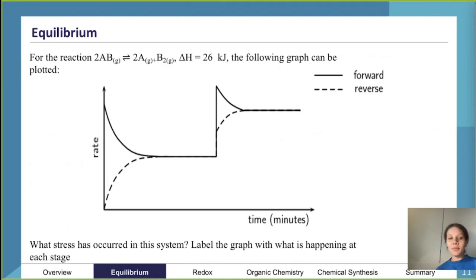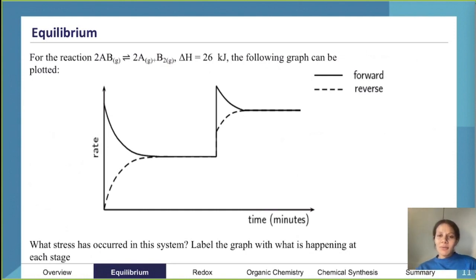All right, so that was a little bit looking at how to actually predict which way we're going to shift. Now we have a different kind of question looking at factors that affect equilibrium. So for the following reaction, the following graph can be plotted. So what stress has occurred in the system? Label the graph with what is happening at each stage.